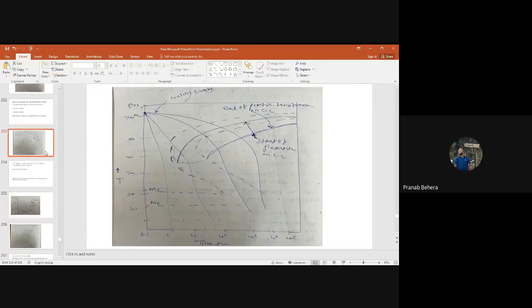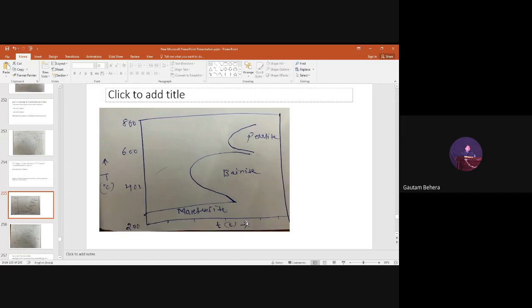Sir, we can get bainite also in some cases. Very good. We can get bainite. Why can we get bainite? Can you justify? Bainite is present there. Yes, because two bays are present clearly, pearlitic and bainitic. There is a clear presence of the bainitic bay.